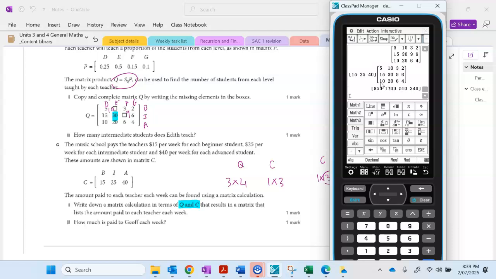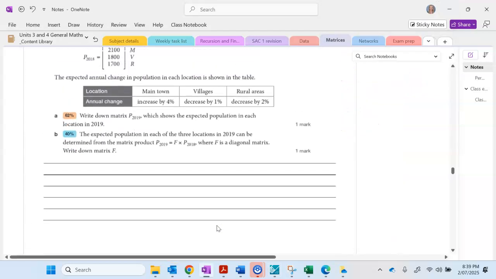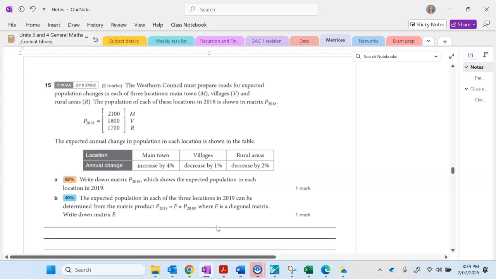All right, so where's Jeff in this situation? He's last, so he earns $340. All right, and that is in that element there, 1, 4, in case you had to write the element. All right, just past 30 minutes. Let's see how we go with this one.